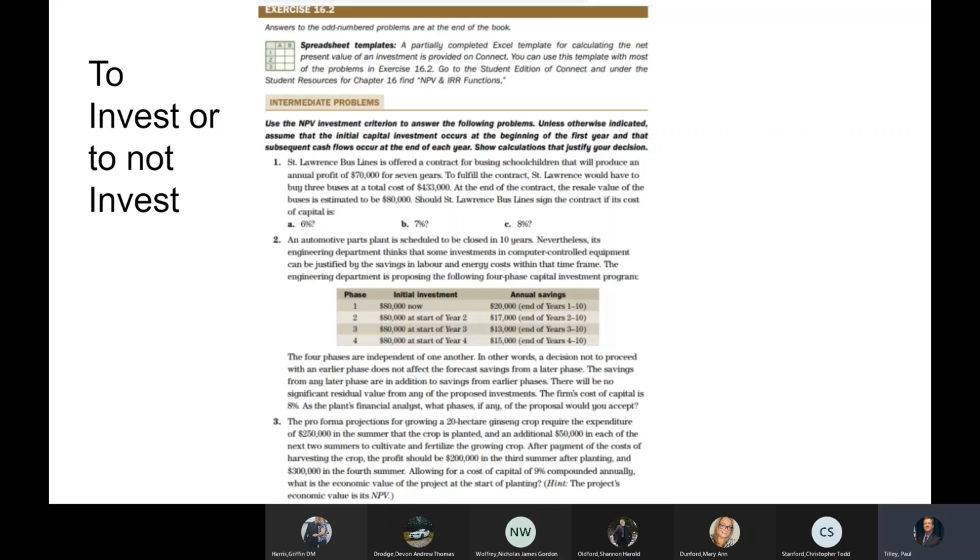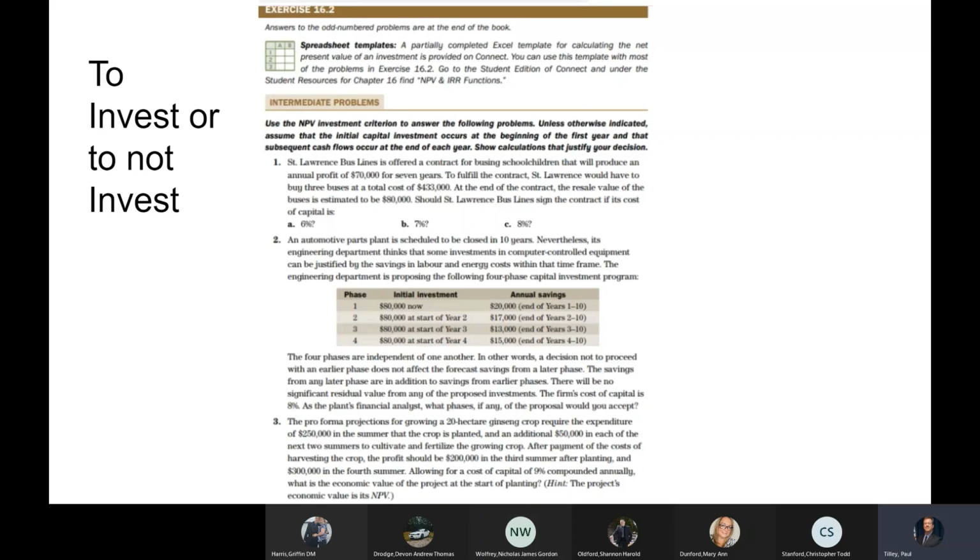So we need to discount back the $80,000 that we're going to get for the buses. We need to find out what the present value of $80,000 is and subtract that from the cost of the initial purchase of buses, which is $433,000. And we're going to use a cost of capital of 6%, 7%, and 8%. Well, first of all, I'd like to do it for 6%, okay?